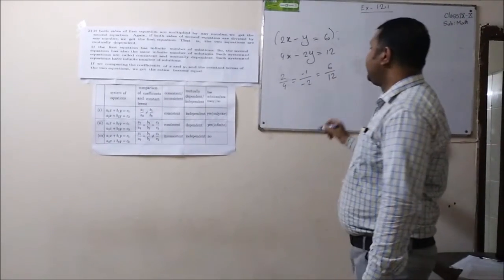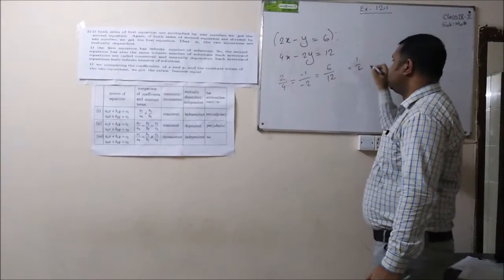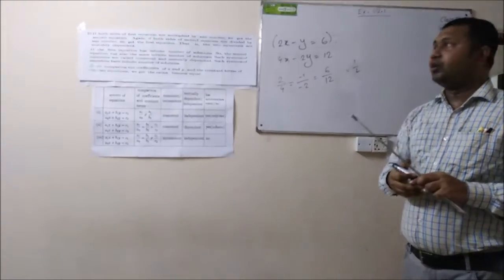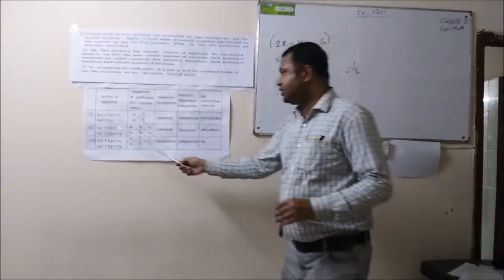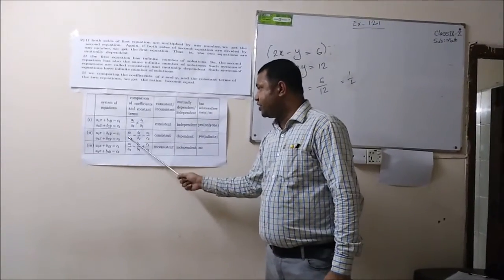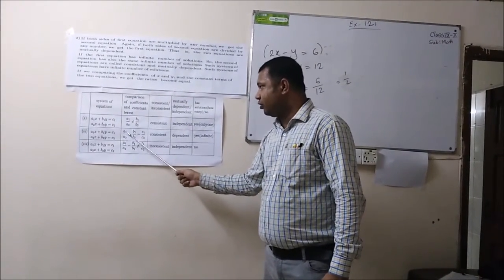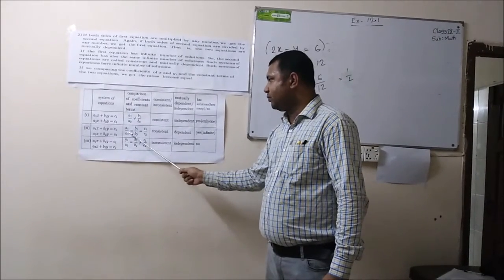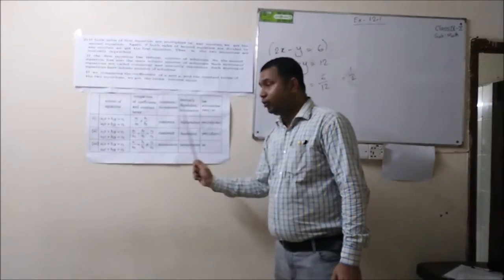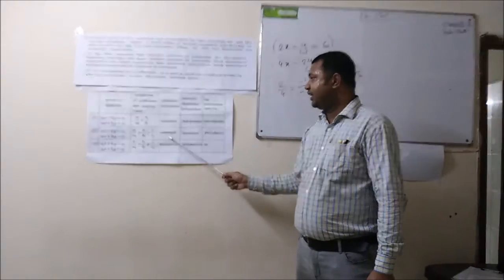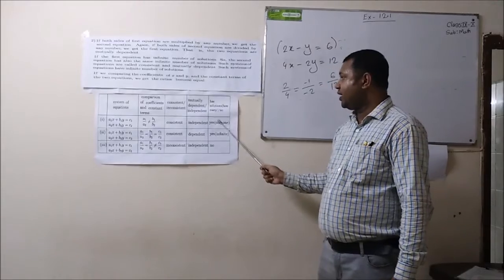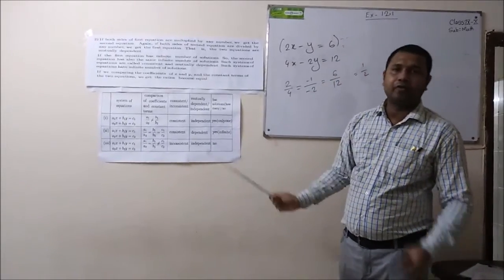So all are equal to 1 by 2. So you can see their ratios are all equal. For this type of equation, the ratio of the coefficient of x, the coefficient of y, and the constant term are all equal. For those equations, we say they are consistent, mutually dependent, and have an infinite number of solutions.